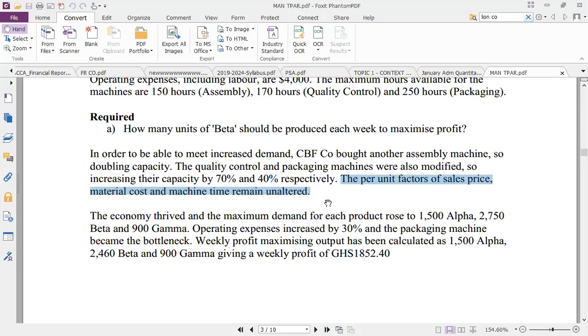They say the economy thrived, and the maximum demand for each of the products rose to what? 1,500 for alpha and 2,750 for beta and 900 for what? Gamma. The operating expenses increased by what? 30%. The packaging machine became what?